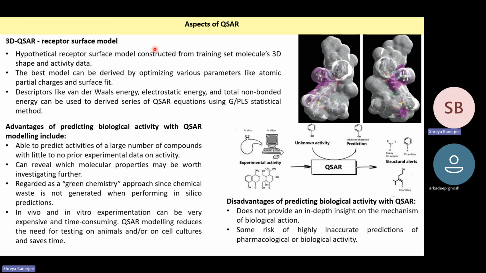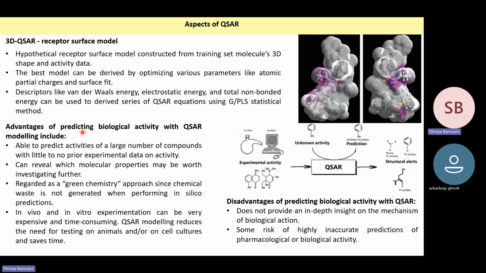So this is basically, we get an idea of the three-dimensional surface of the receptor and the drug molecule. And that can be optimized by optimizing the different interaction energies and also the structural parameters.